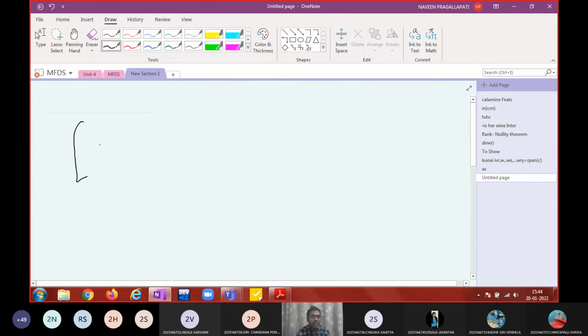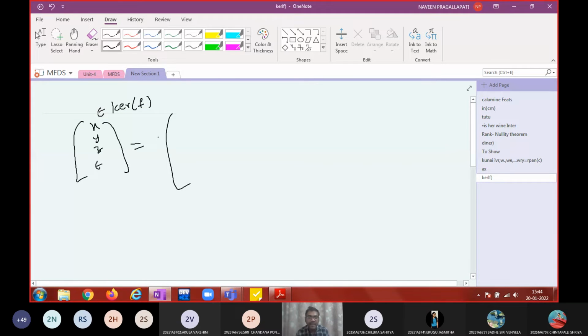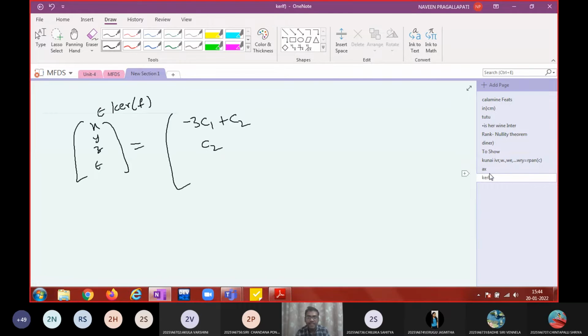So (x, y, z, t) is not just any element of R power 4, it is an element of the kernel, because this is mapped to 0. So kernel of f is equal to, what is x? Minus 3c1 plus c2. What is y? c2. What is z? Minus 2c1. What is t? c1.